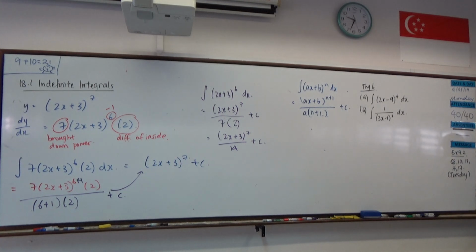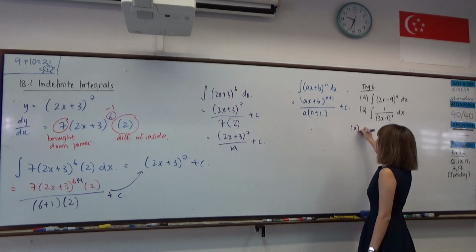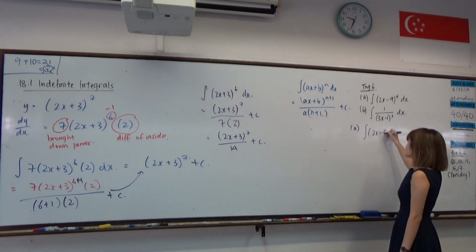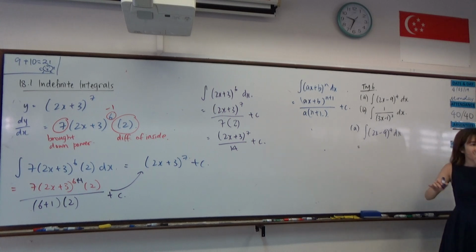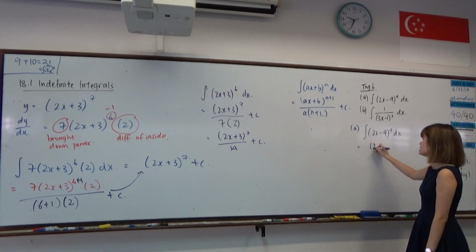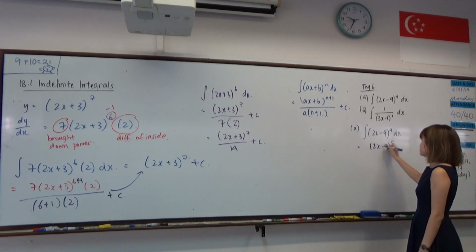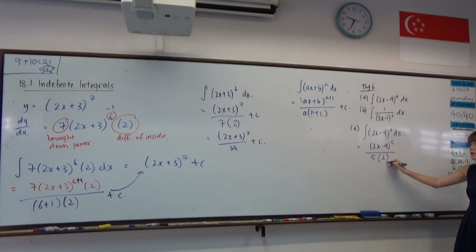Okay, so try 6, we want to integrate (2x - 9)^4. So we would plus the power first. Bring down the power. Alright, then also the coefficient of x.